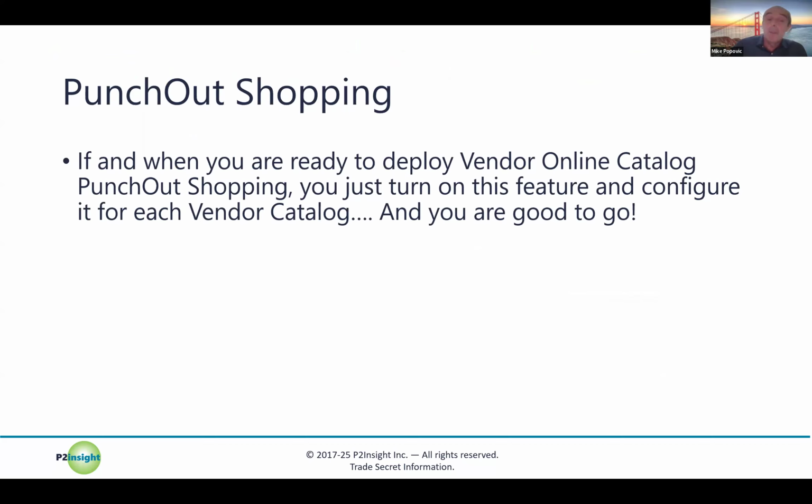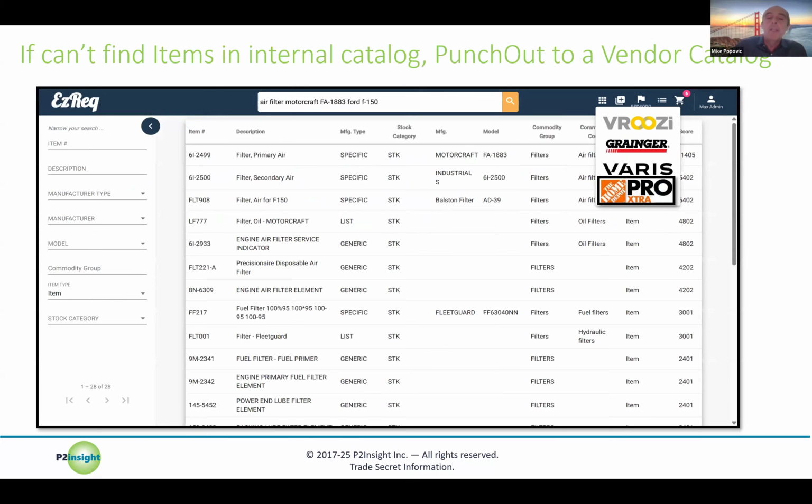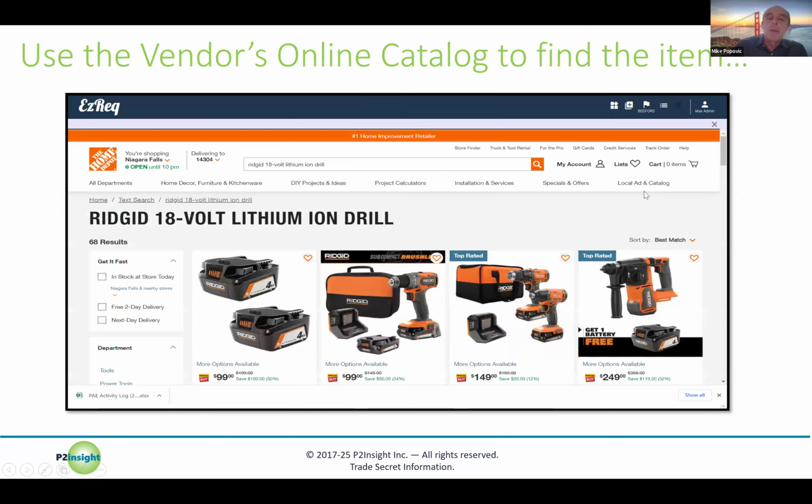So if it's not inventoried or you can't find it in inventory, you can punch out and basically search online catalogs. This is enabling a feature that we can do with many vendors. In this case, if you have some vendors enabled, you press this button, and that'll give you a list of all the vendor catalogs you have available. In this case, I'm going to choose Home Depot, okay?